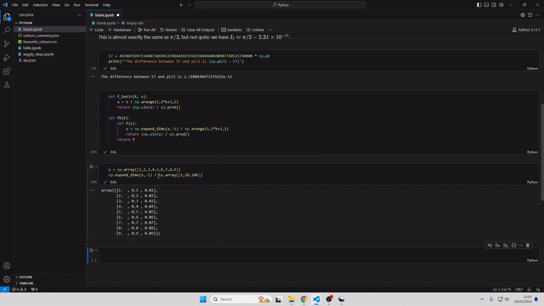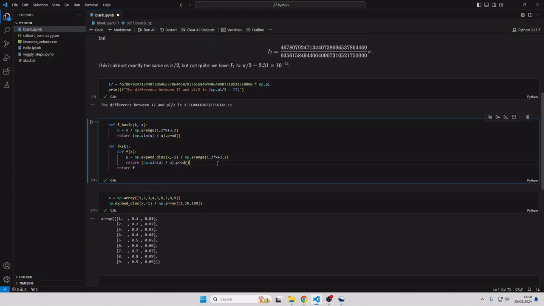And now I can divide this by an array, say 1, 10, 100, and it just works in the obvious way. Each original entry in the array x becomes a vector of length 3, where we divide it by all those things. Then we have to do that, but now this thing, u, might have axes in various different directions, and we don't want to take the product of absolutely all the entries.